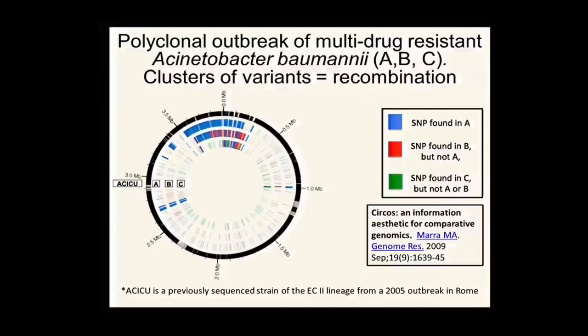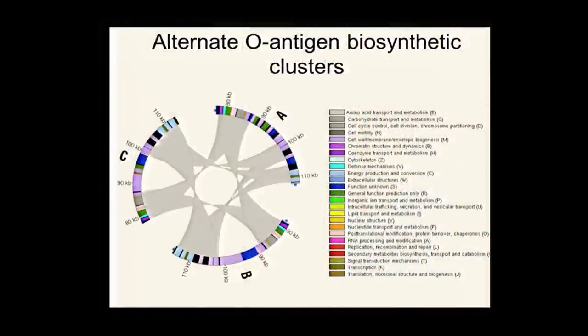So what I have here is a complex picture. Before I saw these as assembled genomes, I was confused about how there could be so many differences between these strains. But once you see them in this way, you understand that it's not thousands of events. This is a block of recombination that had a major change to the genome and then a smaller number of SNPs. And the block of recombination is the O-antigen biosynthetic cluster.